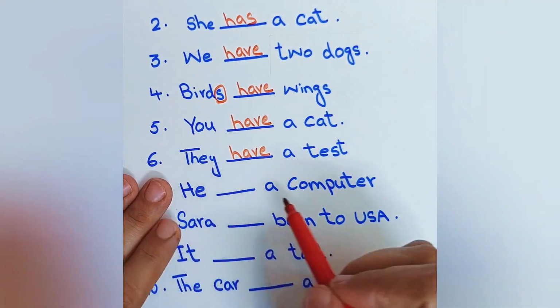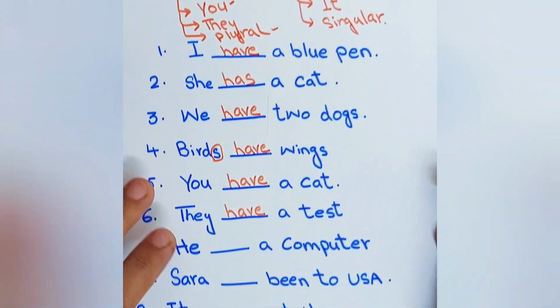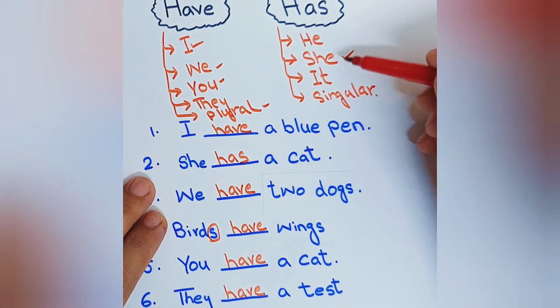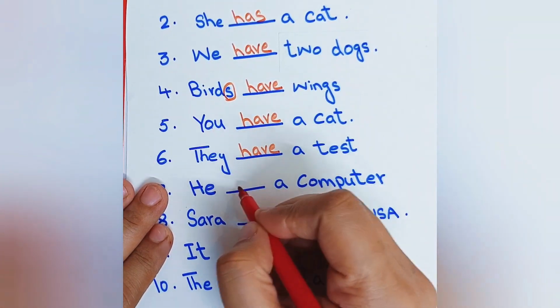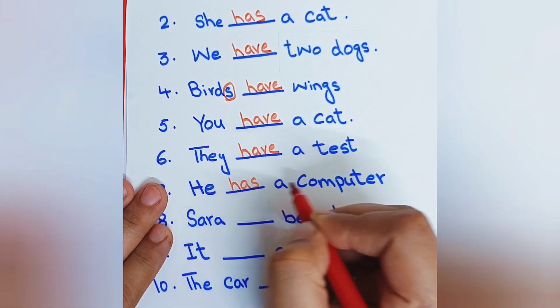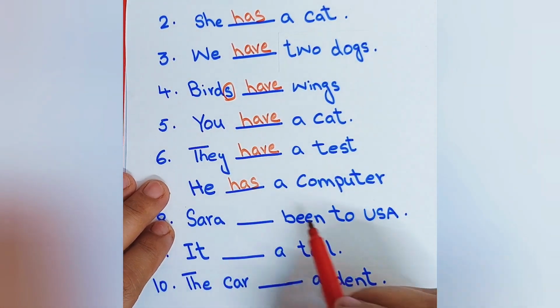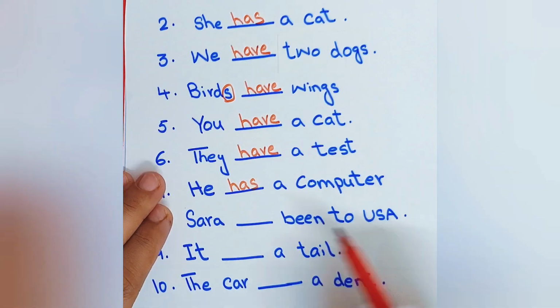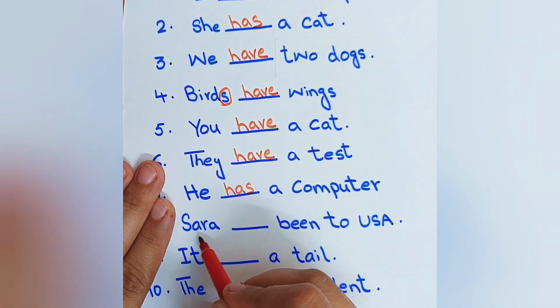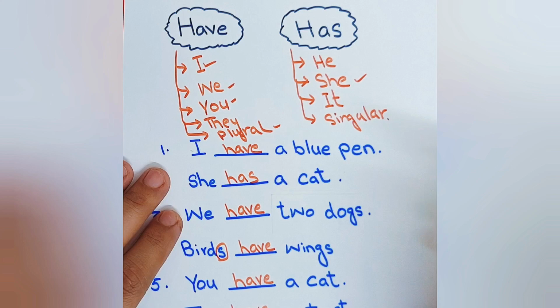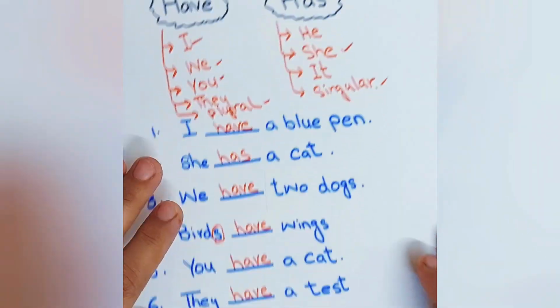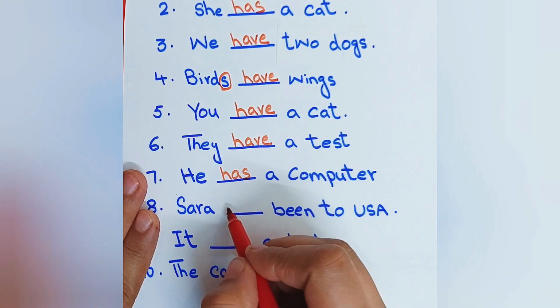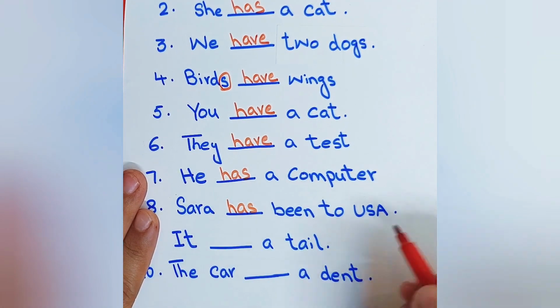The next is he dash a computer. He is singular and also coming under the has one, so over here you will be writing he has a computer. Next, Sarah dash been to USA. So Sarah is a name, so it is singular, so it will be coming under the has one. So Sarah has been to USA.